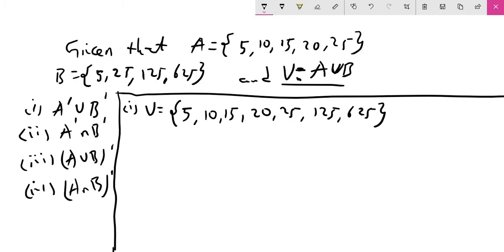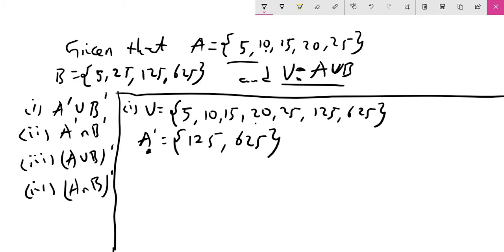So now we first want to determine what A complement is. A complement again is the set of all elements that are not contained in A but can be found in the universal set. So they are not supposed to be in A, but they should be within the universal set. Okay, so anything that is not here but is here, that is what we're going to write. And that is actually the last two. So we have 125 and 625.